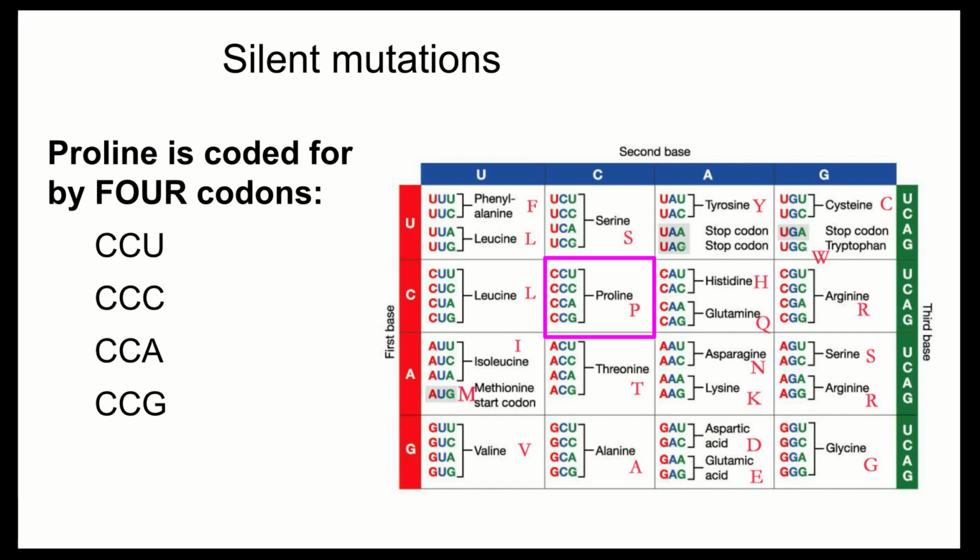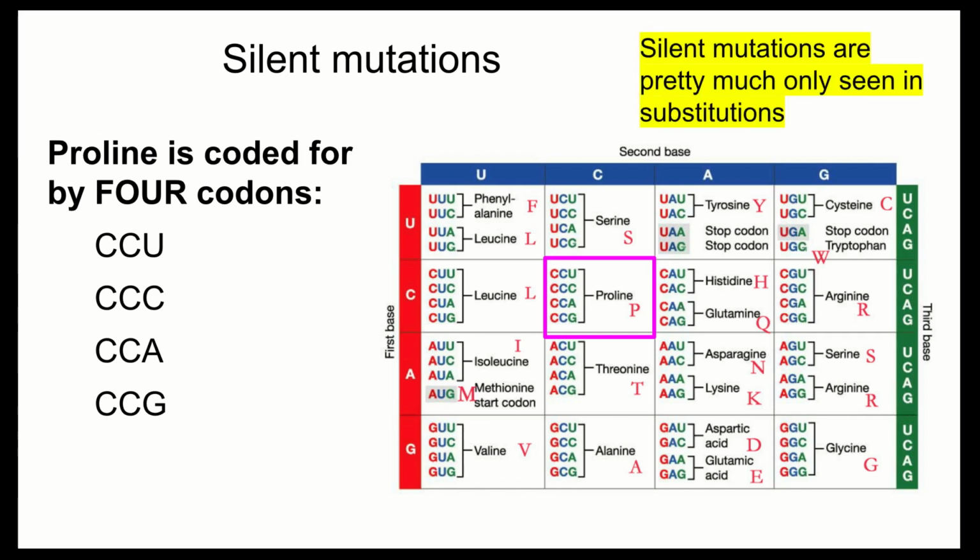Let's talk about silent mutations in a little more detail. Let's look at proline. So if we look at our codon chart, we can see that there's 4 different codons that all code for proline: CCU, CCC, CCA, and CCG. That means if in our DNA we change CCU, well, we'd be talking about our mRNA. If we change CCU to CCC or to CCA or CCG, we're still going to get a proline. Silent mutations are pretty much only seen in substitution. So that's just a clue for you. If you see a silent mutation, it's almost always caused by a substitution.